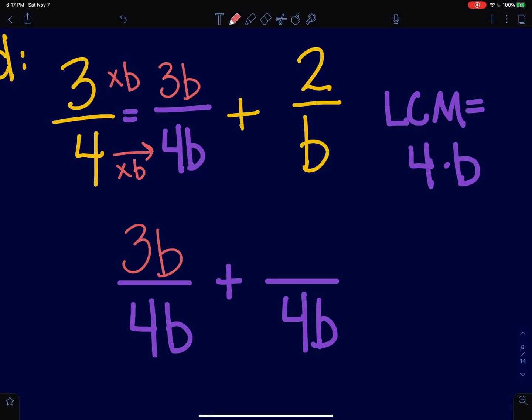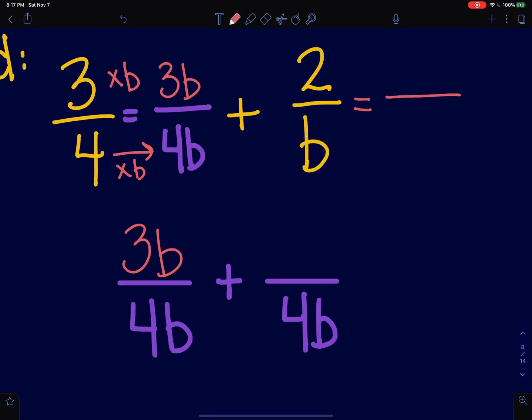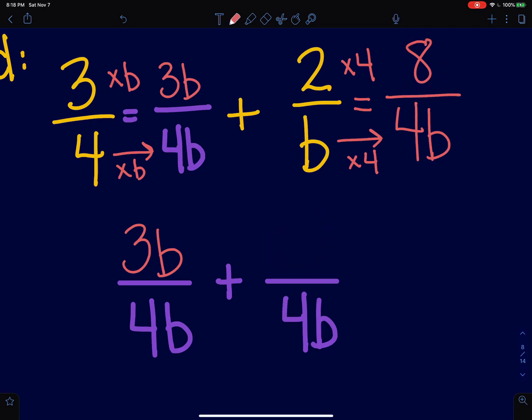Now, what about this one? How do I turn this fraction into this fraction? I'm going to have to make that into something with 4b. Now, how did I get from here to here? I multiplied by 4. So that means I have to multiply the numerator by 4, and I get 8. Now, this is the new numerator that's going to go here. So I'm going to put 8 over 4b.